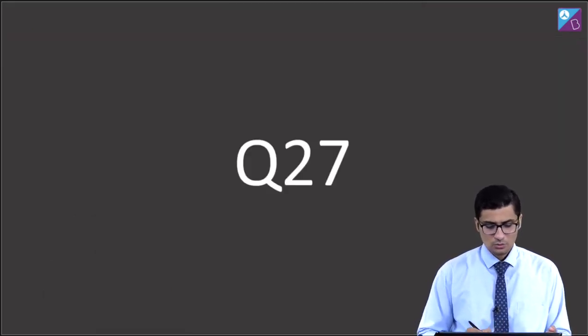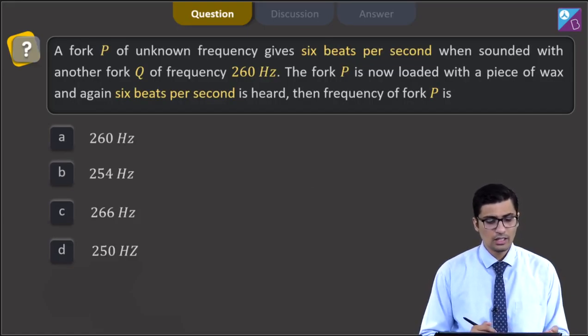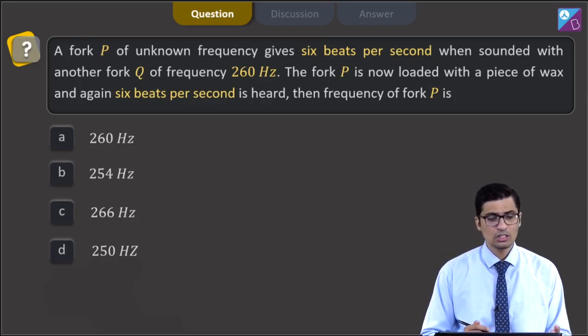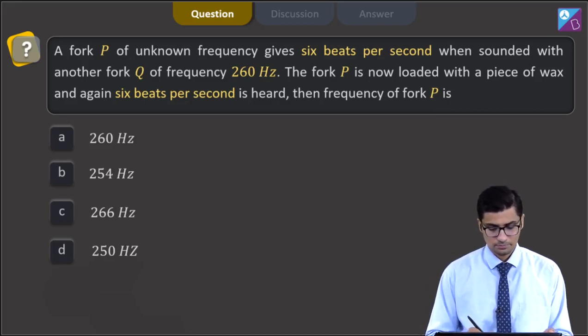The next question is question 27. The question states a fork P of unknown frequency gives 6 beats per second when sounded with another fork Q of frequency 260 Hz. The fork P is now loaded with a piece of wax and again 6 beats per second is heard. The frequency of fork P is 260 Hz, 254 Hz, 266 Hz or 250 Hz.